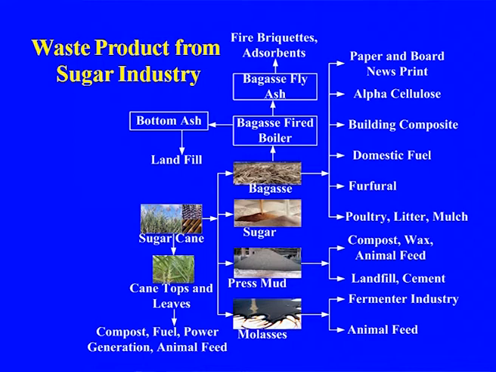And the bagasse, that has a good amount of carbon also, so it can be used as an adsorbent or for making fire briquettes. Similarly, there are other uses of the bagasse, because now a number of paper mills are using the bagasse as the raw material for paper and board, newsprint, and also alpha cellulose.